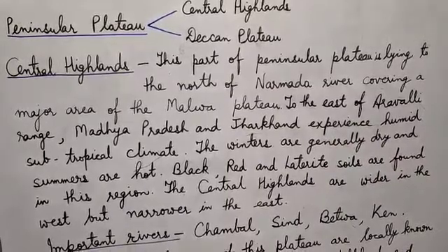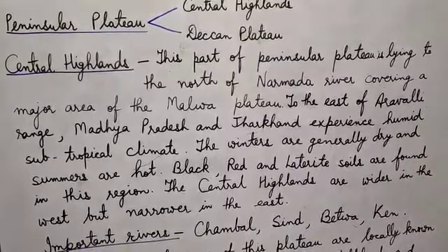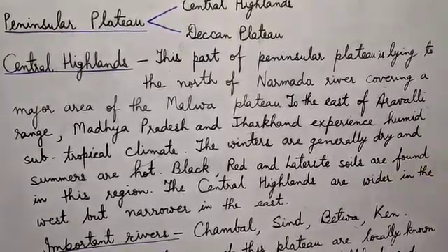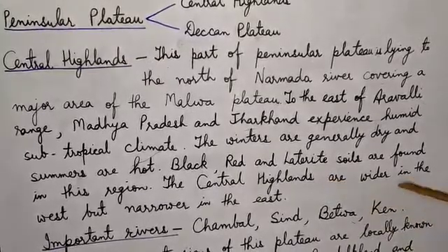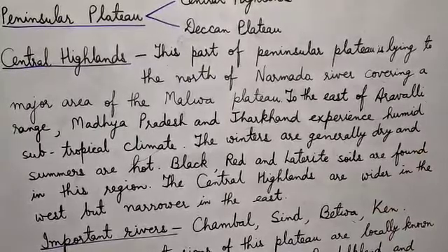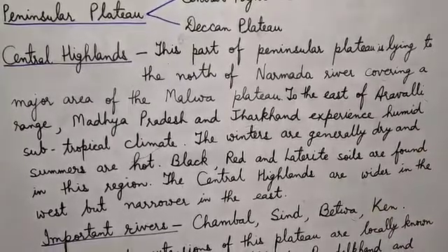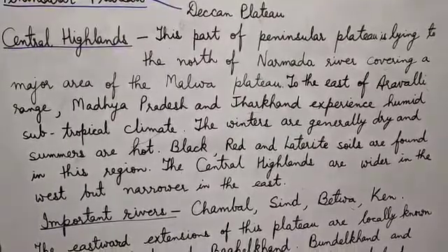Now, what about the soil of this part? It has black soil as well as red and laterite soil. And the Central Highlands are quite wide in the west, but towards the east it becomes narrow. So the Central Highland is wider in the west and narrower in the east.